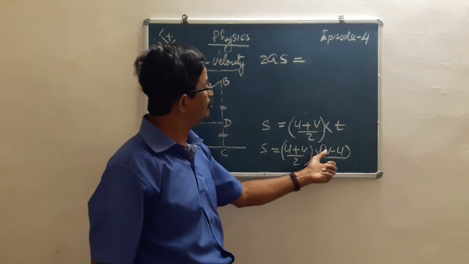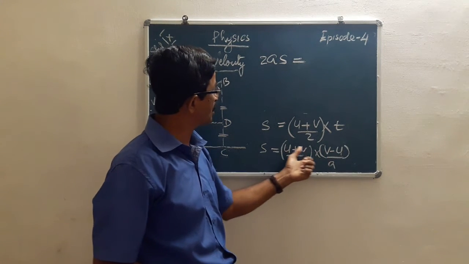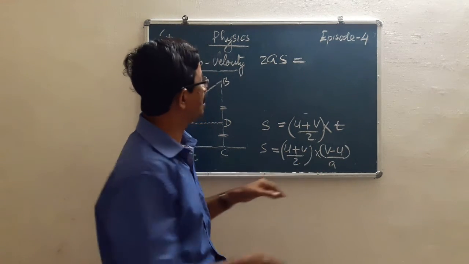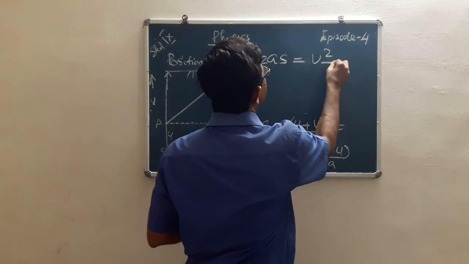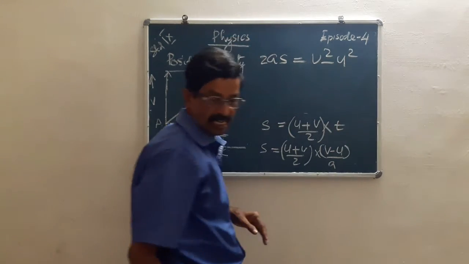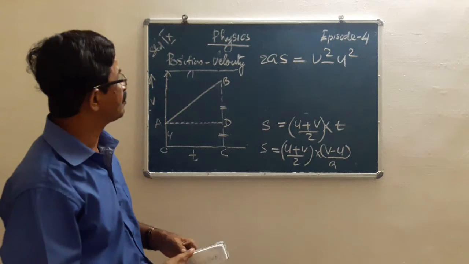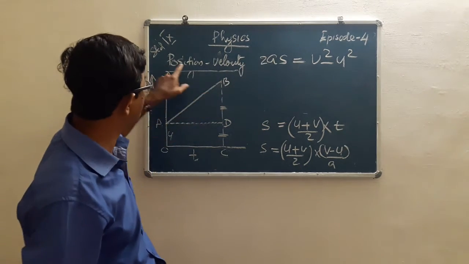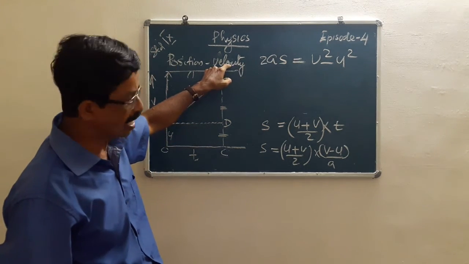Similarly, (U plus V) into (V minus U), this we can write as (V plus U) into (V minus U). So this becomes V square minus U square. This is the required third equation, that is the position velocity relation.